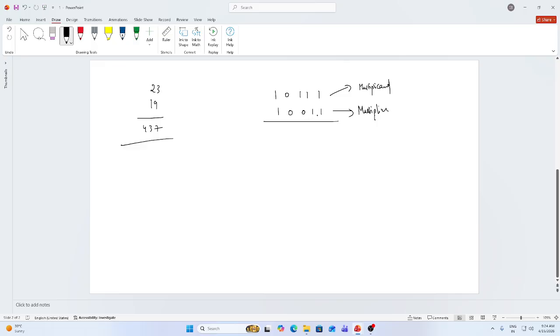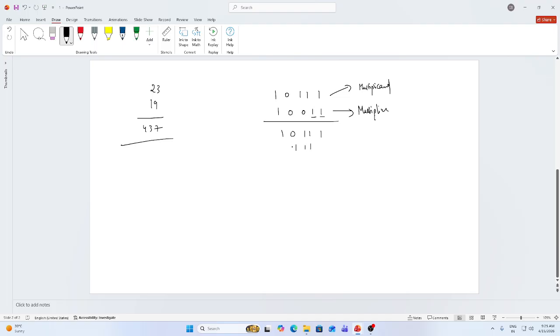Now we start by examining the multiplier bit. If the multiplier bit is 1, then we multiply 1 into the multiplicand, and what we get is 10111. This is the first step. In the next iteration, we again monitor the next multiplier bit. Since it is 1, again 1 multiplied by this, and now we shift left one time and write it.